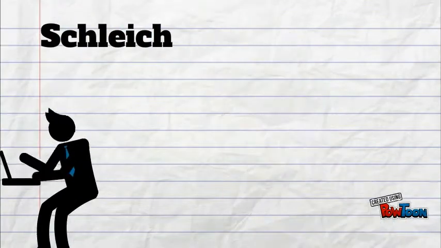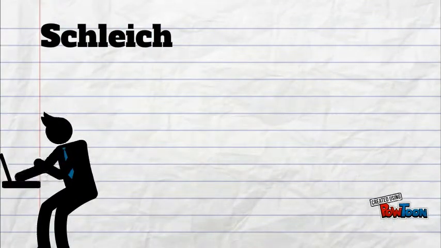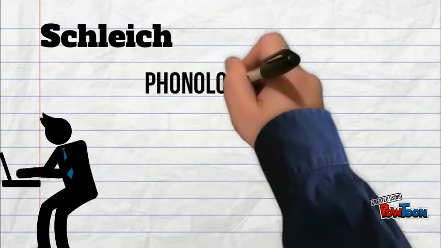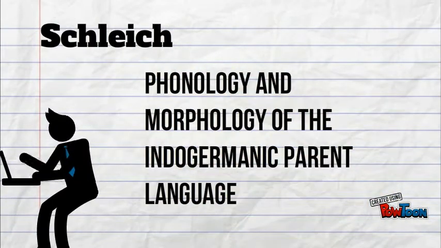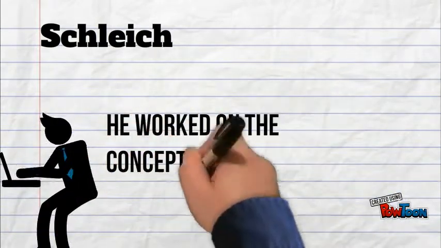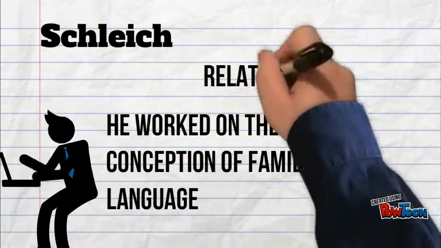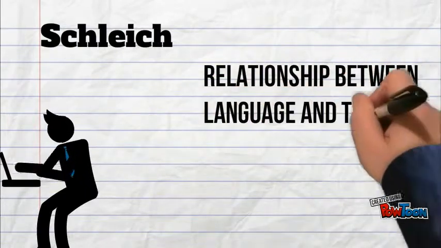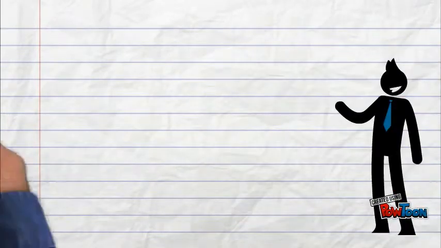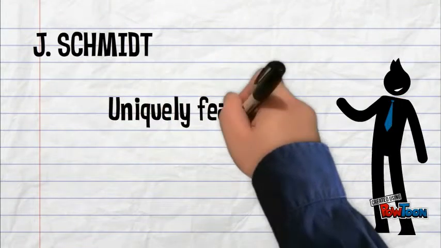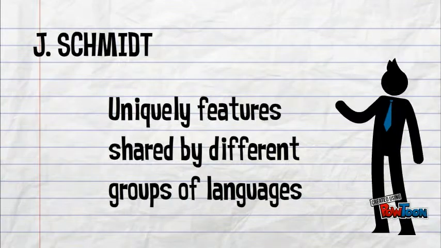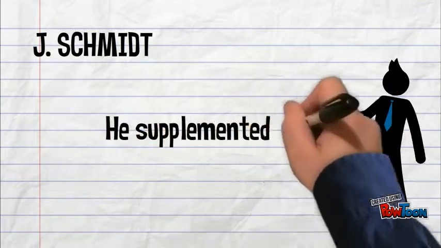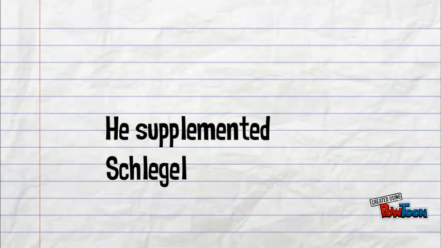Schleicher, one of the most important figures in linguistics, based his theory on the phonology and morphology of the Indo-Germanic parent language. He worked on the conception of the family of languages, setting the relationships between languages in a genealogical tree model. J. Schmidt recognized that certain sets of features were uniquely but differently shared by different groups of languages. He supplemented Schleicher's linguistic changes, including sounds, with the contact between languages and dialects.